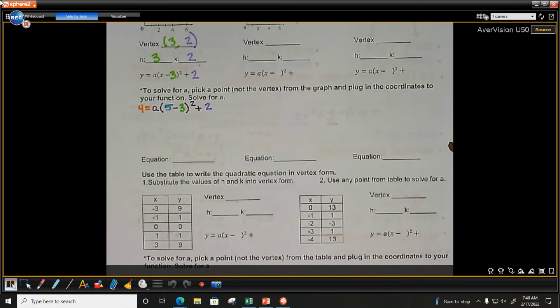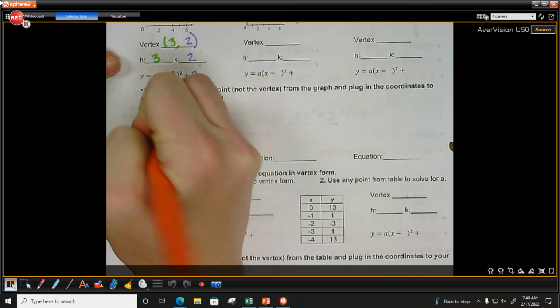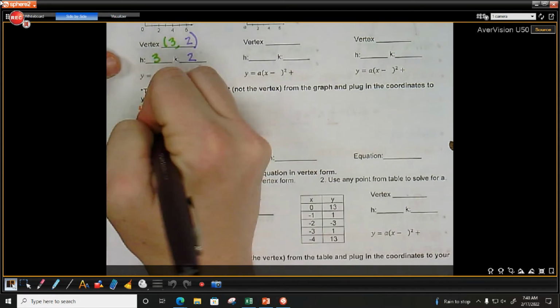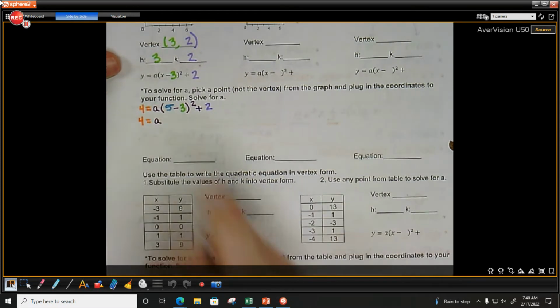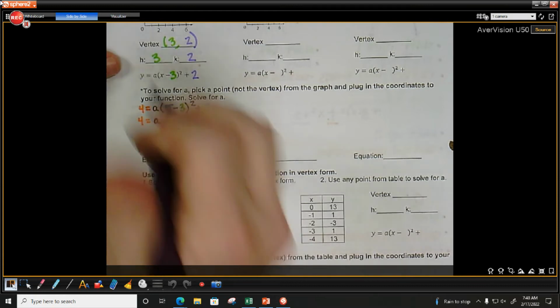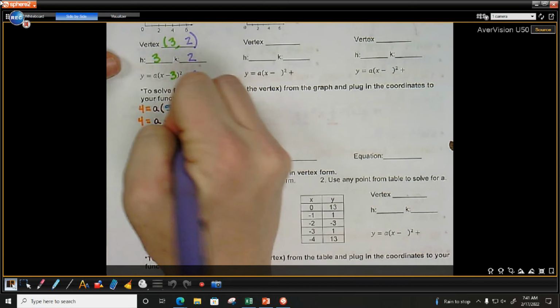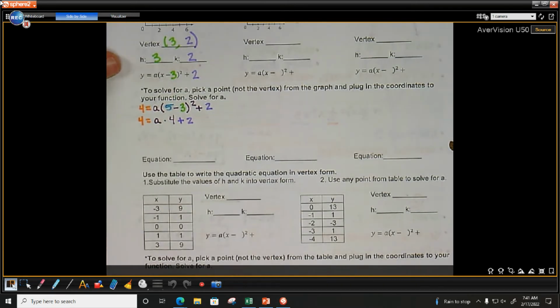Remember your PEMDAS, okay? We have to first get rid of the parentheses. So I have 4 equals a. What's 5 minus 3? 2. What's 2 squared? 4. So times 4 plus 2. Are we okay with how I got rid of the parentheses? Subtract the numbers and then square.